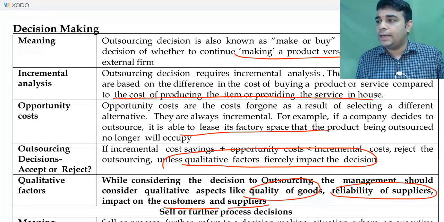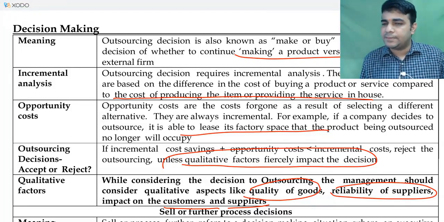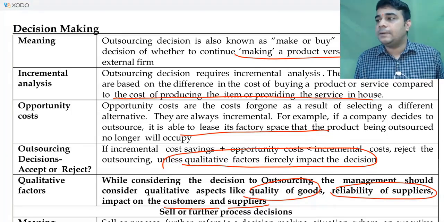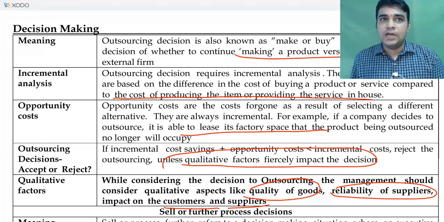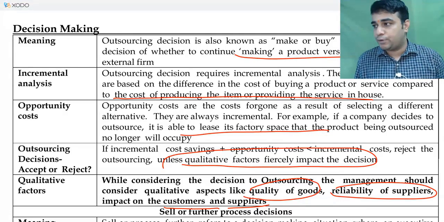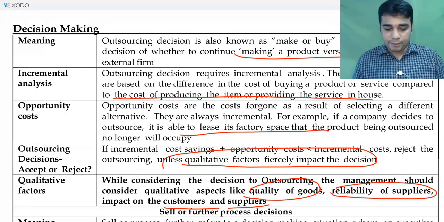Impact on employees should ideally also be there. It's not there in the answer, but that's a point which you can talk about. It's a logical point, because if you start buying this product from outside, you are stopping a part of the manufacturing process. When you stop it, there is a likely termination of employees.